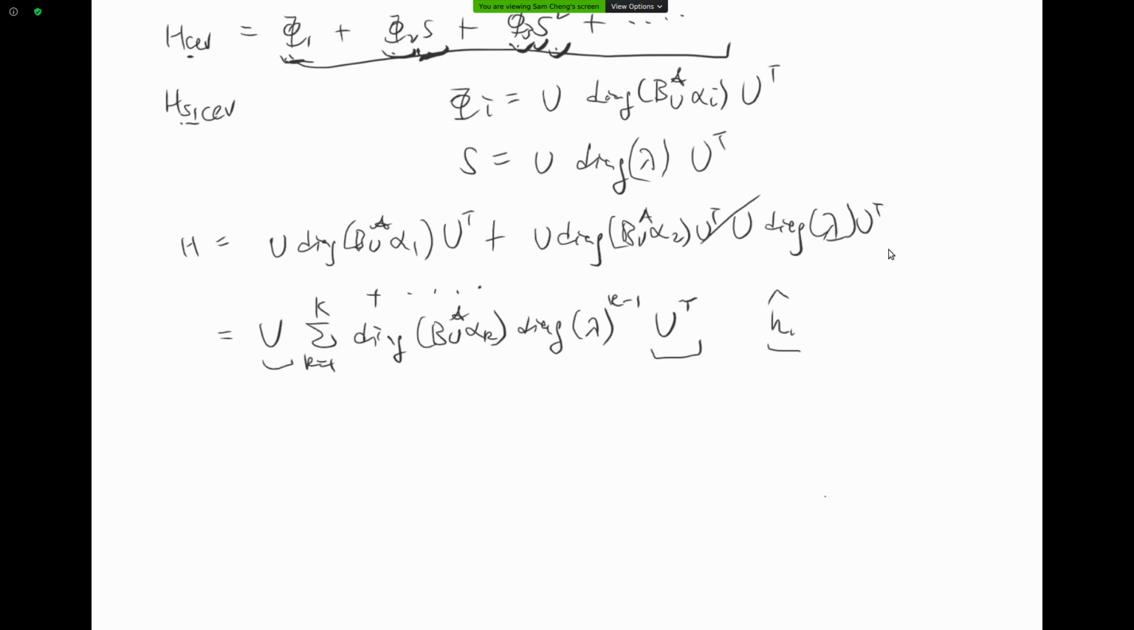So this is from the previous slide. I can write phi as u multiplied by a diagonal matrix, with the diagonal equal to the sum of alpha i, where alpha i can be anything. And remember, we have this because we want to make sure that phi i is local. Then we can substitute this. If we remember, we substitute that, we have h. It ended up with this form. H will be equal to u multiplied by the sum of this diagonal thing multiplied by the diagonal of lambda to k minus 1.